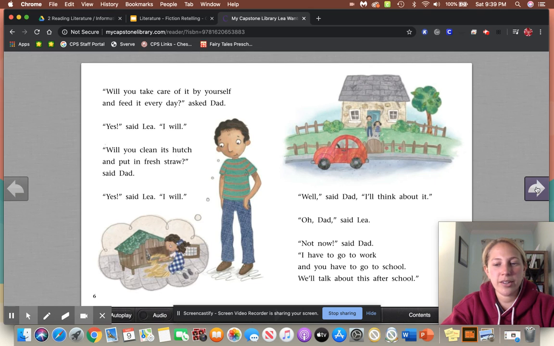Do we know who the characters are in the story yet? I think we do. Where does it seem to be taking place? At their house. And Dad and Leah's house.